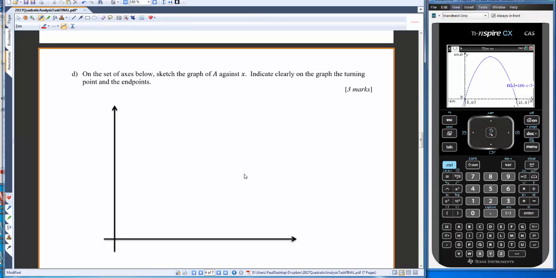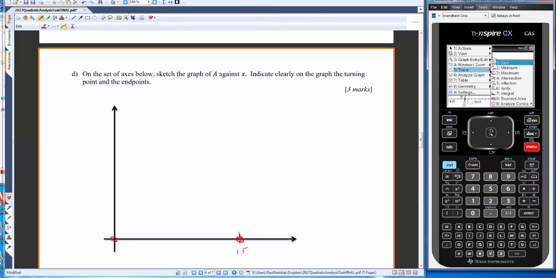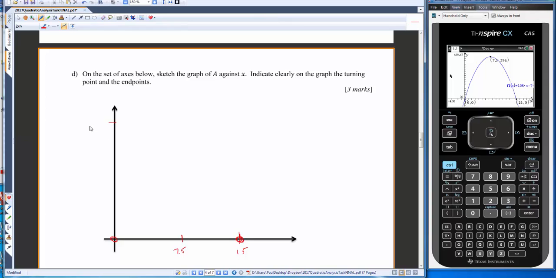So let's sketch it now knowing these things. Alright, so we've got 15 here, 0 here. Now we're going to have open circles here at these endpoints. We don't include them, so it's really important that our graph reflects that. And let's go to the graph, analyze it for its max, which occurs there at 7.5 and 394. Now there's no indication on the rounding they're expecting, so we can just put that in verbatim. So it's 7.5 and 394.